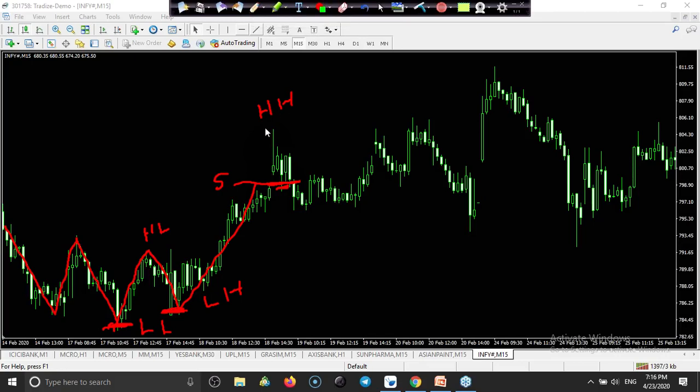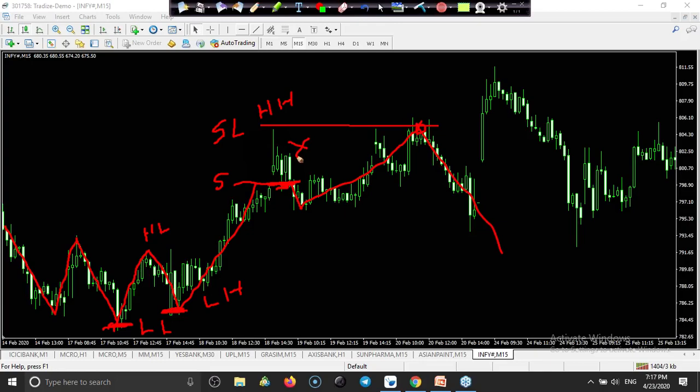Let me show you, we are placing SL just a little more above this candle. This is the SL. People are placing it there and it already triggered, more came down. All right, price hit their SL, have you seen? And after that price dropped down.